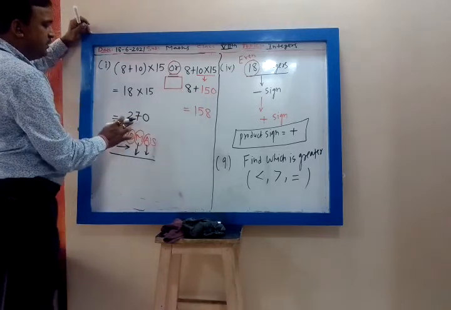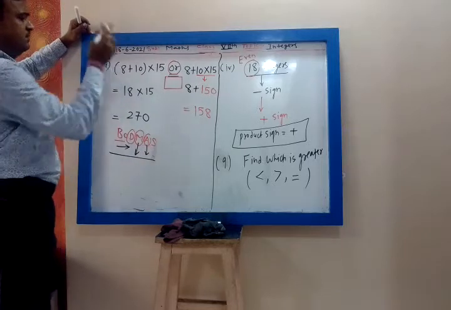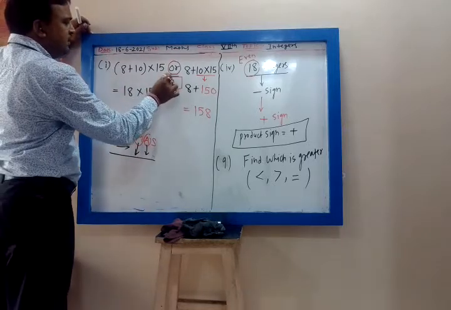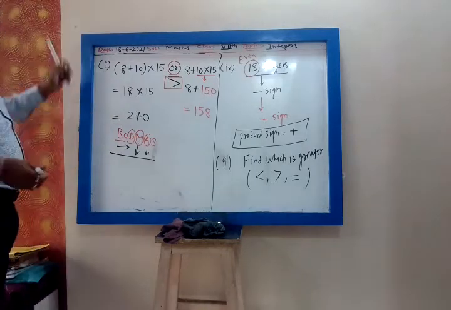So now you have two numbers, 270 and 158. Which is greater? 270. So this is my greater.